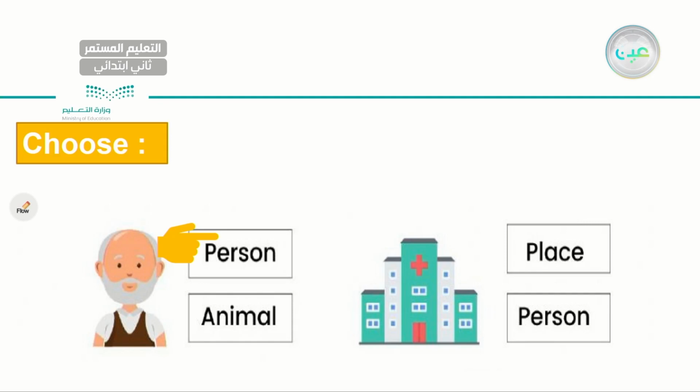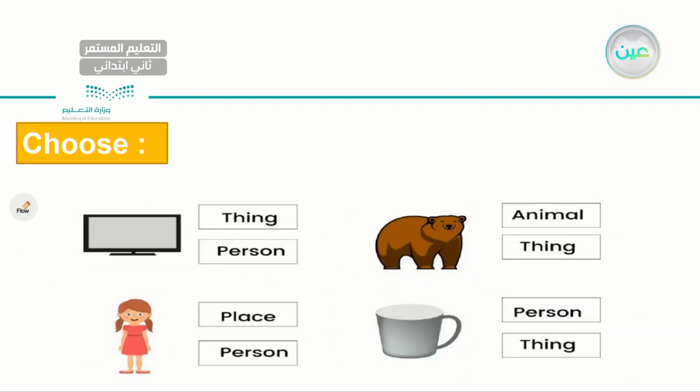How about the next one? What can you see? Is it a place or a person? A hospital is a place. Very good. Now, I have 4 pictures. Let's start with the first one. I can see a huge screen. Is it a thing or a person? What do you think? It is definitely a thing.